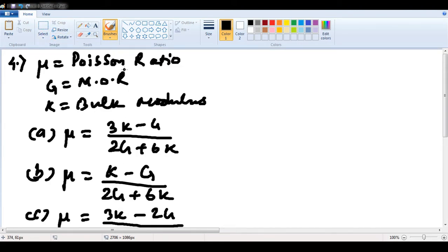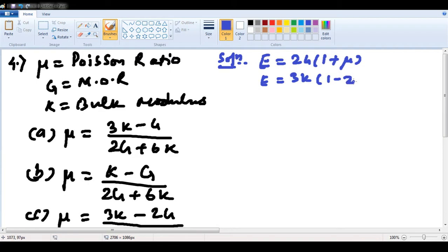Similarly, option D: K minus G by G plus 3K. Question is telling, if mu is Poisson ratio, G is modulus of rigidity, K is bulk modulus, then which of the following is satisfying? As in the previous question we have already discussed, E has three values. If you see E, G, K, we need to use these values. E is equal to 2G into 1 plus mu, E is equal to 3K into 1 minus 2 mu, E is equal to 9KG by 3K plus G. So by using this we have to find the value.